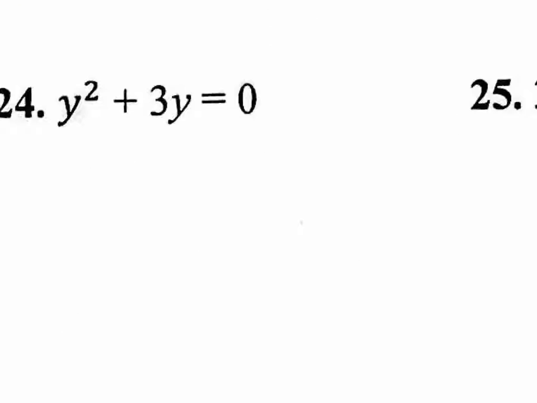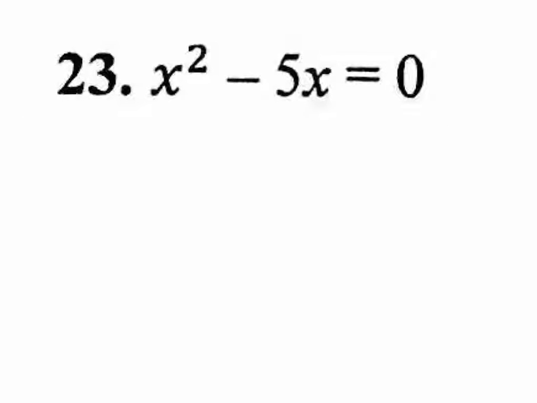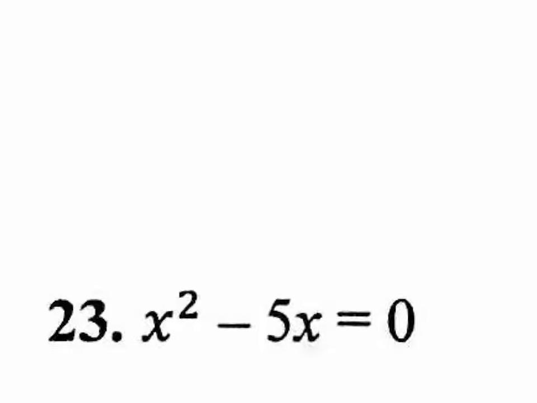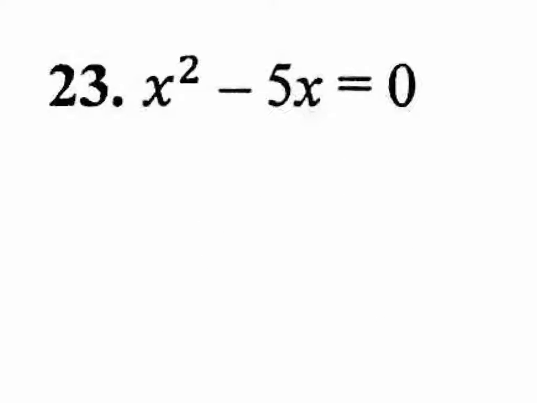But then we get to these down here, which are not in factored form. So 23, it does not say something times something equals 0. Like up here on 19, it does say something times something equals 0. Number 23, it does not have that. So what we need to do is factor to be able to get that something times something.